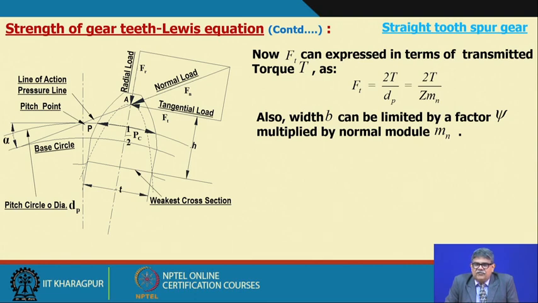If we take a very wide gear, then the contact for the gear may not be uniform everywhere; on one side it will be more, on the other side it will be less, and it is found in practice that width beyond a certain limit is of no use. So, considering this, we can limit this B in terms of a factor multiplied by the considered module.